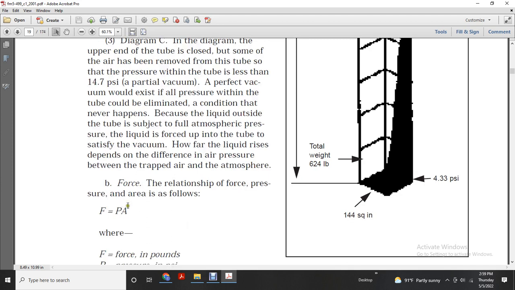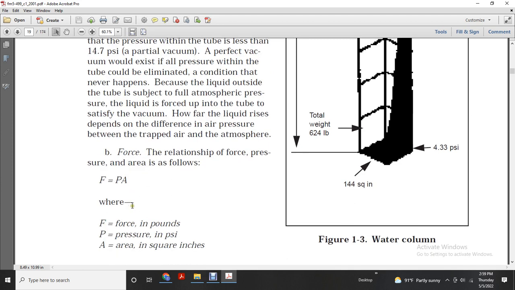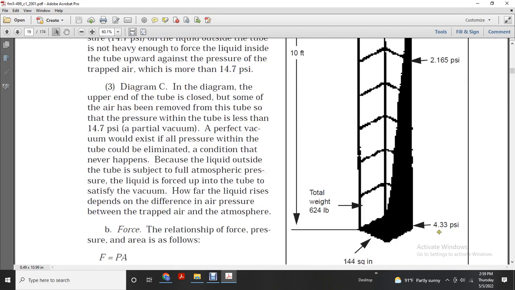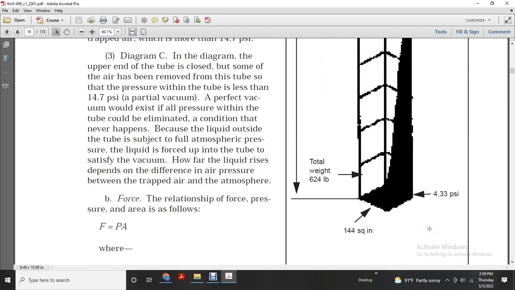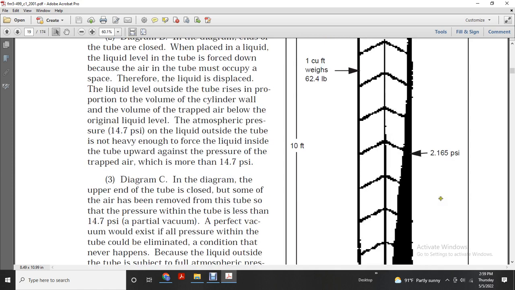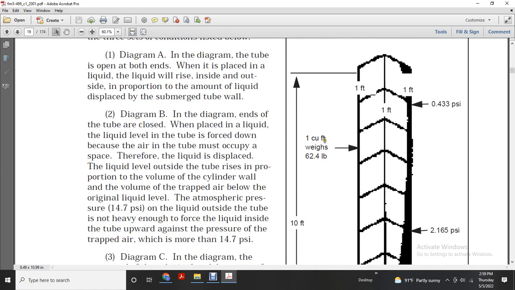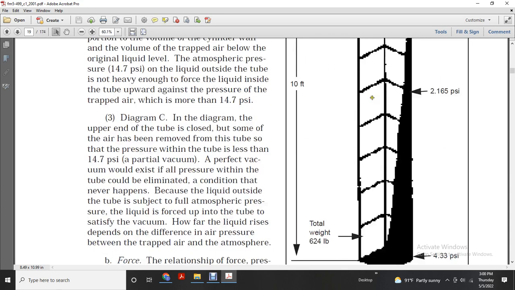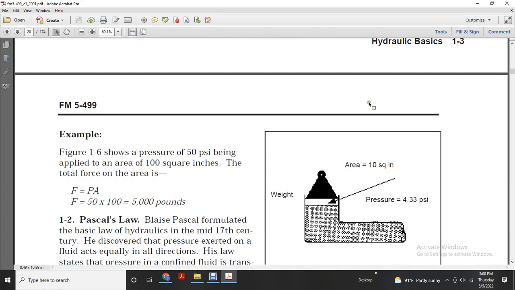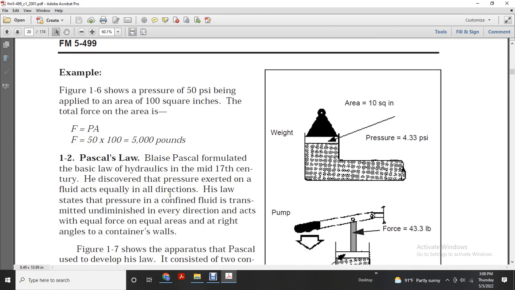Force is equal to pressure in psi times area in square inches. Figure 1.3 shows a water column. One cubic foot of water weighs 62.4 pounds, spread over 144 square inches, which is 4.33 psi, and it shows a 1 foot cube. For example, figure 1.6 shows a pressure of 50 psi being applied over an area of 100 square inches. The total force is 50 times 100 equals 5,000 pounds.